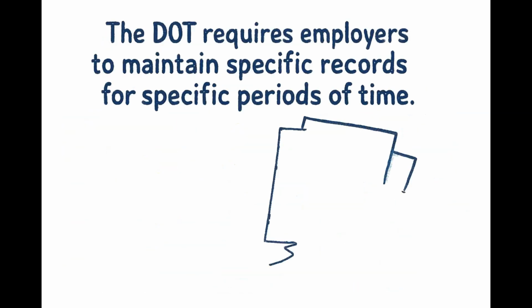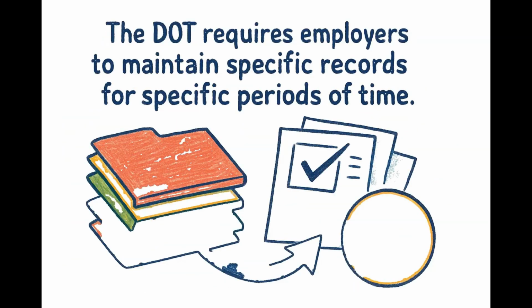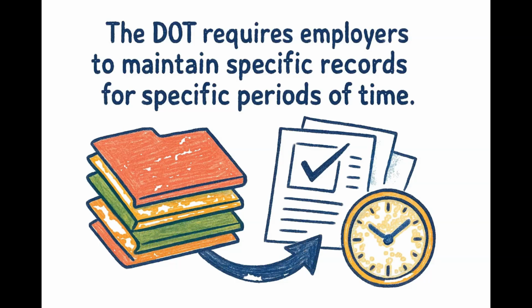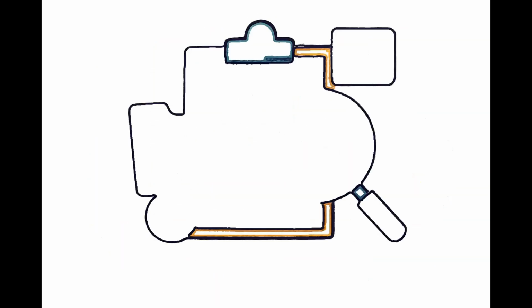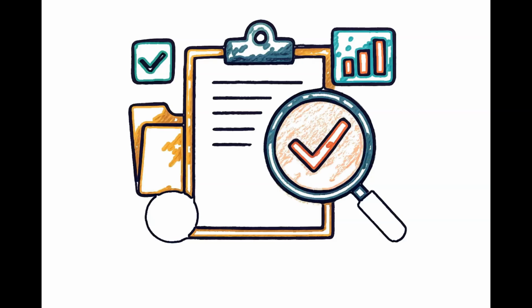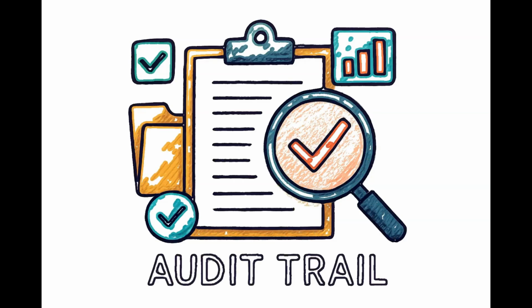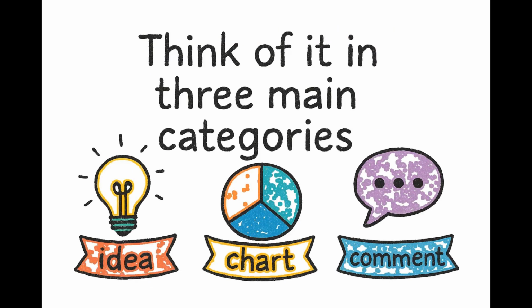The DOT requires employers to maintain specific records for specific periods of time. This retention schedule is not arbitrary. It's designed to ensure a complete audit trail for the life of your program. Think of it in 3 main categories.